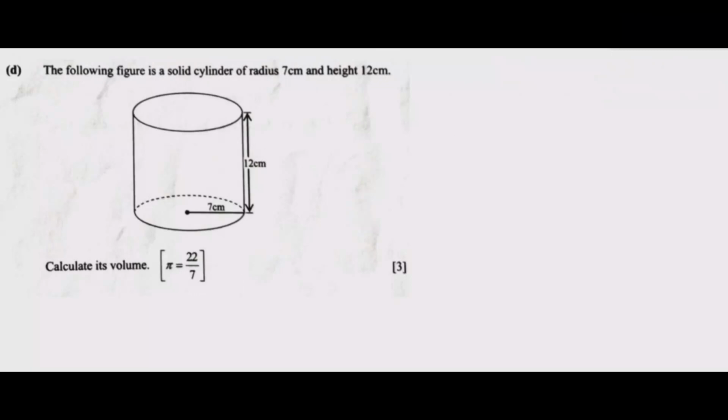Okay, question 1D is as follows. The following figure is a solid cylinder of radius 7 cm and height of 12 cm. So we are talking about this one here. So that is a solid cylinder. Then the actual question which is here, we are asked to calculate the volume.